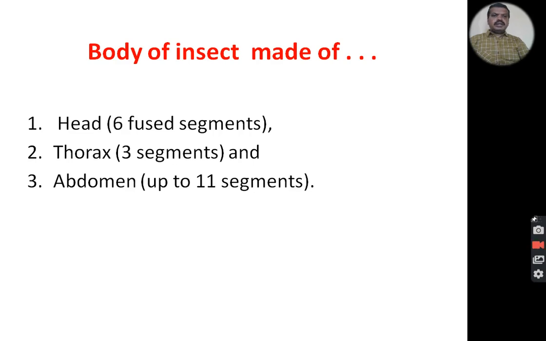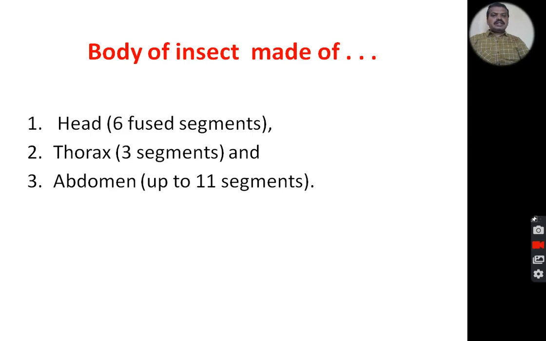As all of you know, the insect is made up of three divisions, that is the head, thorax and abdomen. Head is made up of 6 fused segments. They are united, they are fused in order to form a complex head capsule.